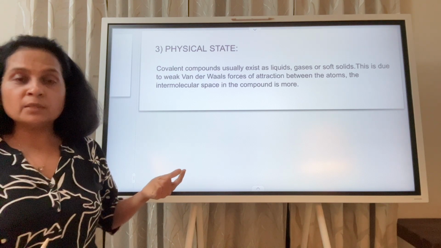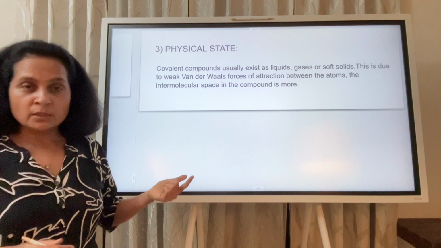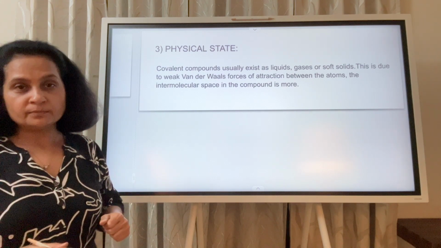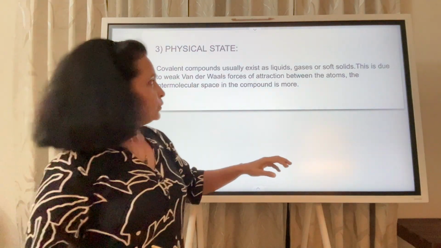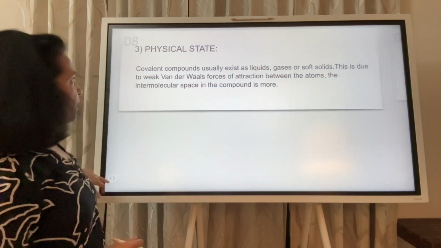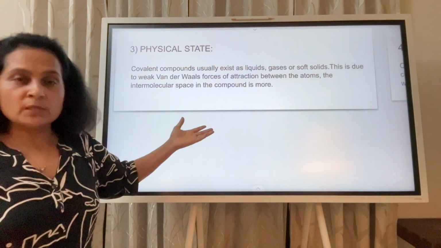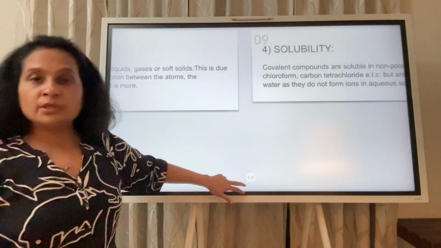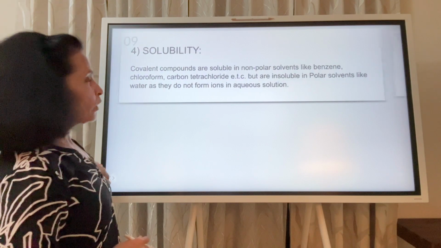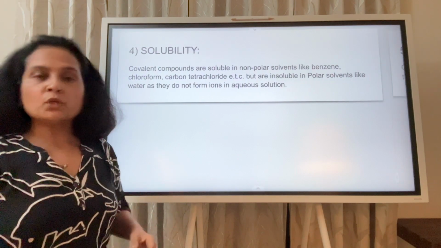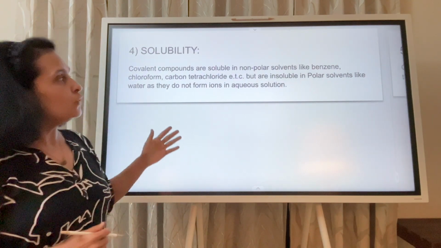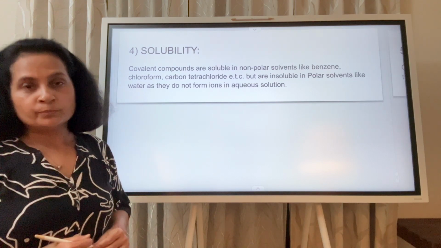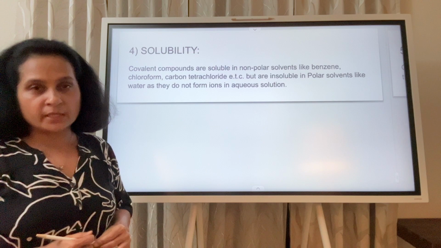Remember what ionic compounds were in their physical state of occurrence? They were solids, right? So very different because of the fact that covalent compounds have weak van der Waals forces of attraction. They exist in all three physical states, right? What about their solubility? These covalent compounds are insoluble in water but soluble in organic solvents.